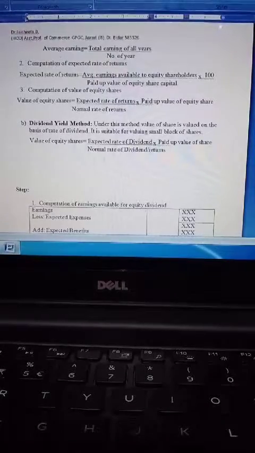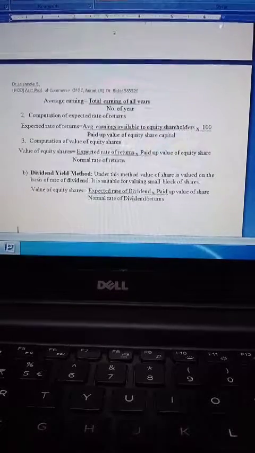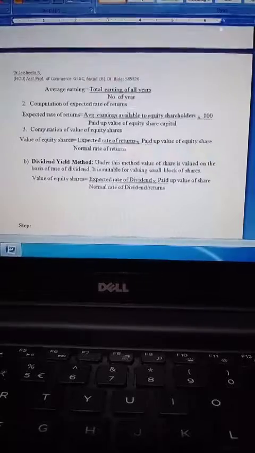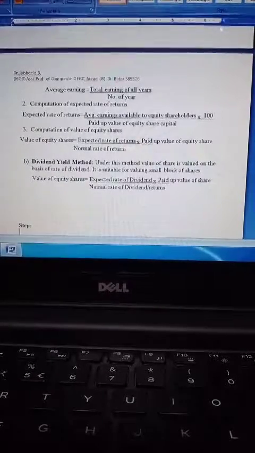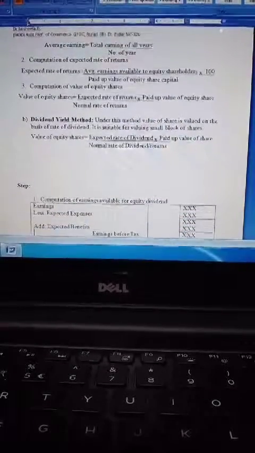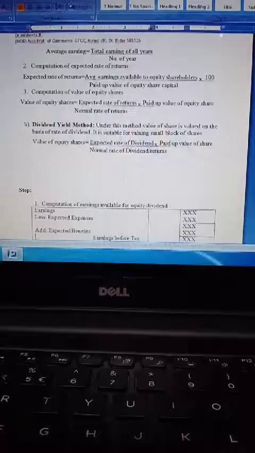The second step is computation of expected rate of return. Here also we follow this formula: expected rate of return equals average earning available to equity shareholders divided by paid up value of equity shares into 100. This is the formula for computation of expected rate of return. And another step is computation of value of equity shares.